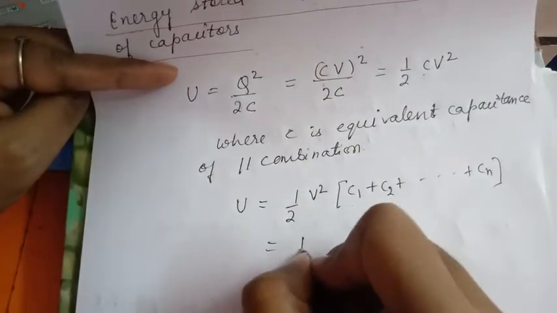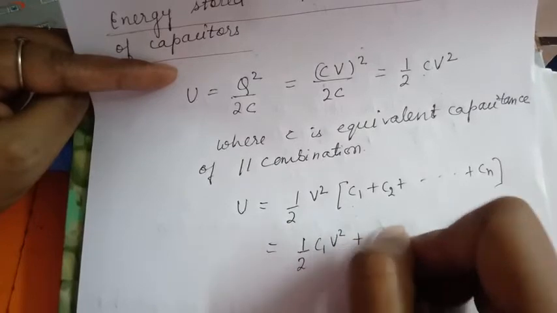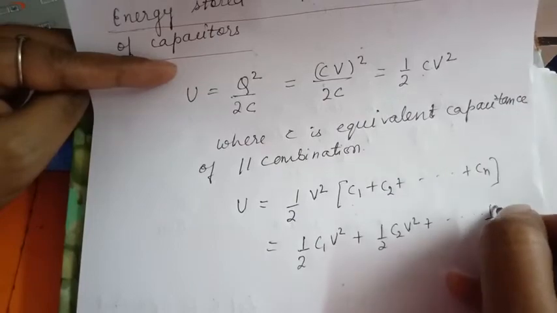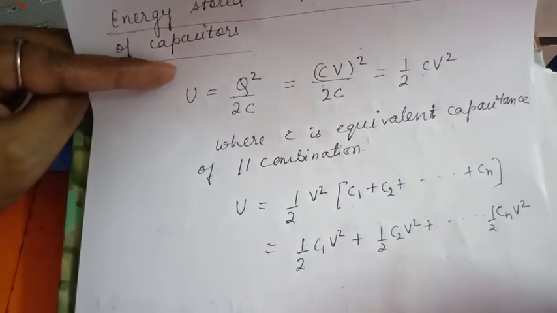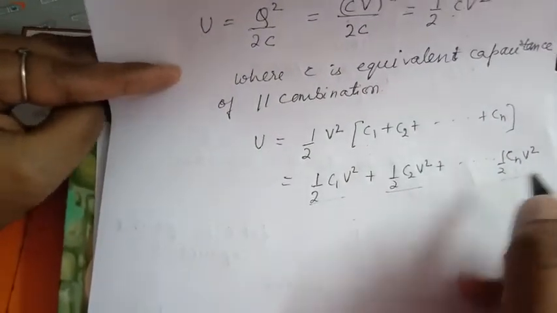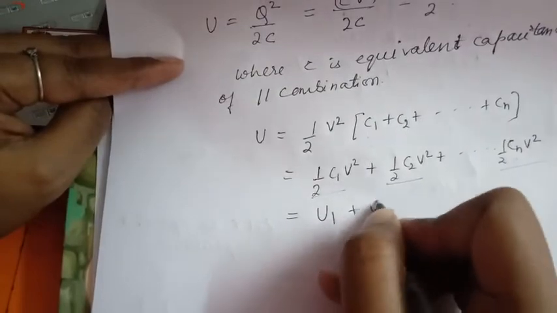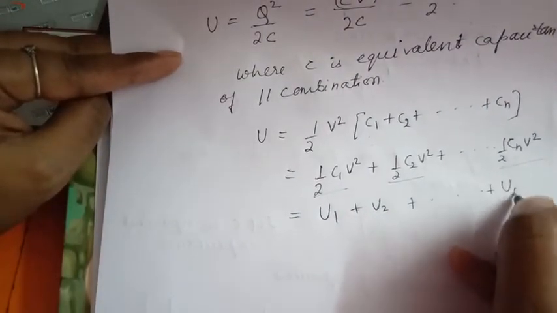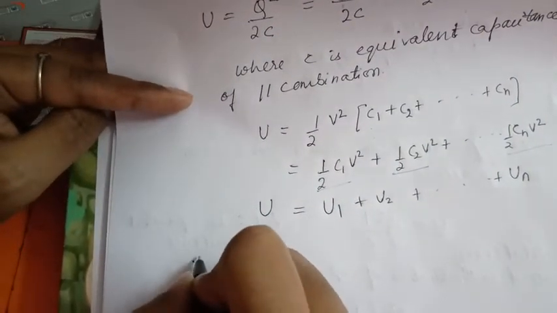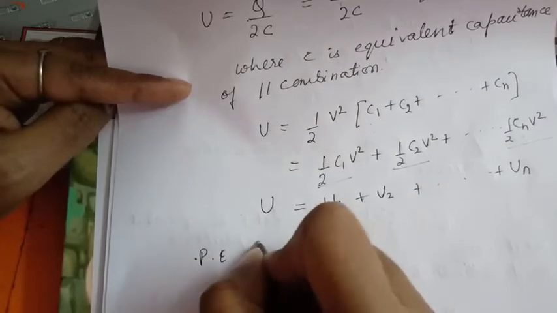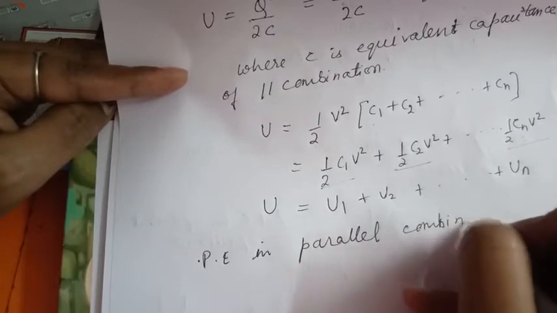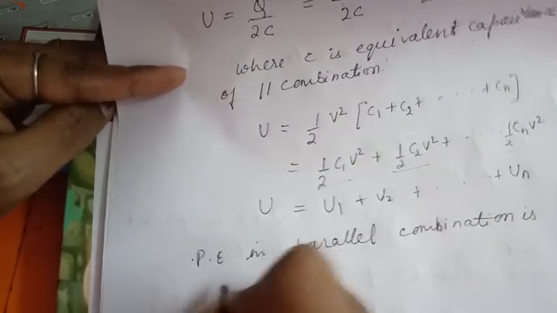Again I can add like this also, 1 upon 2 C1 V square plus 1 by 2 C2 V square plus so on 1 by 2 Cn V square. Again, these are the potential energies stored in each individual capacitor. So I can write it like this also, U1 plus U2 plus so on plus Un. So again here the potential energies are additive. Potential energies in parallel combination are also additive, as we have found for series combination.